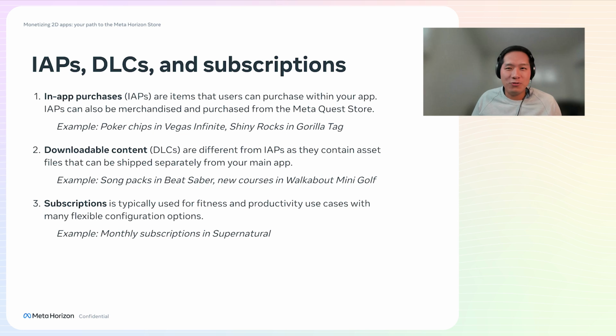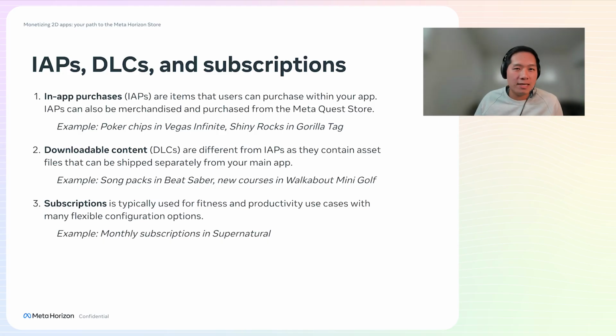None of these options should feel unfamiliar to you as an experienced mobile developer, but I do want to go over some nuances and examples. So the first is the difference between IAPs and DLCs. Typically, IAPs, as you might know, are currencies that users purchase for your app. While most purchases of IAPs happen within the app itself, we also allow IAPs to be merchandised in the store. DLCs or downloadable content are different from IAPs in that you can ship asset files for DLCs separately from your main app. A lot of 3D developers use DLCs as something like content add-ons for their experience.